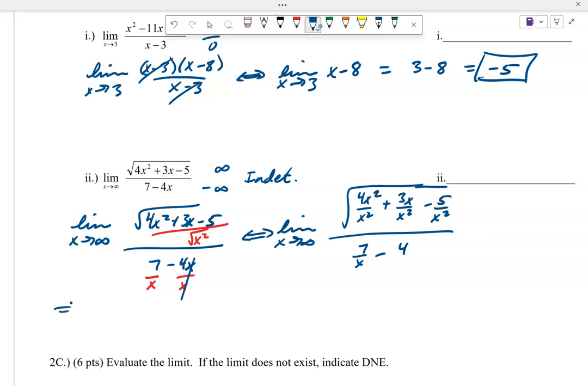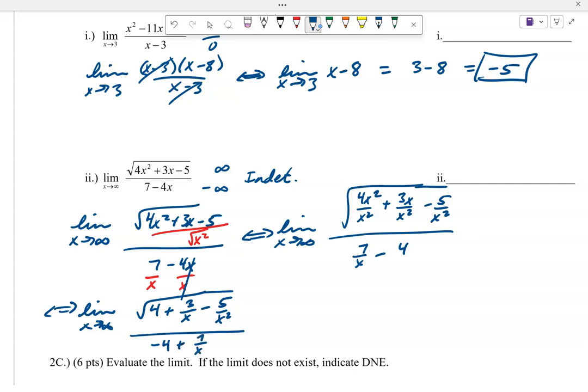So we've got limit as x goes to infinity. I've got the square root of 4 plus 3 over x minus 5 over x squared. This is all over -4 plus 7 over x.